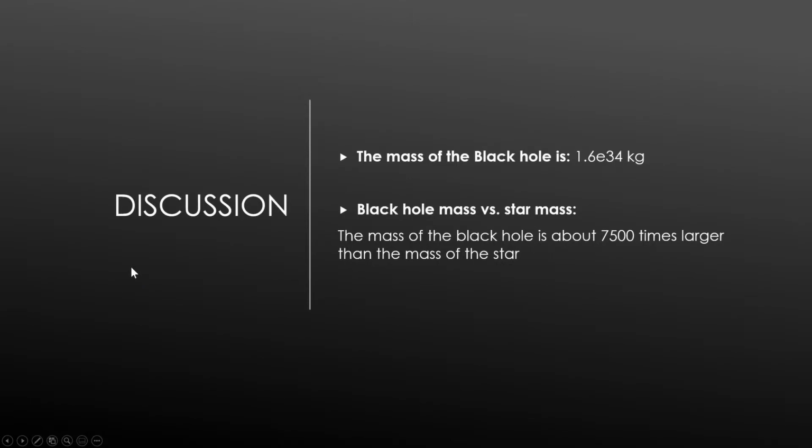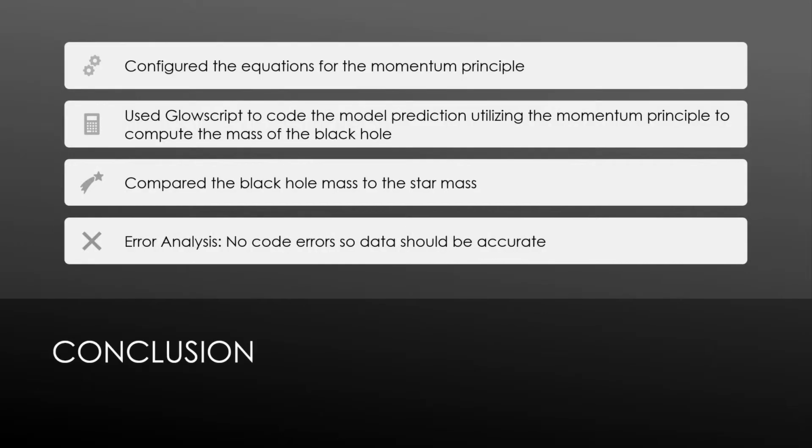Overall, the mass of the black hole was 1.6e34, and compared to the star's mass, it is about 7,500 times larger than the mass of the star. We configured the equations for the momentum principle. We used GlowScript to code the model prediction utilizing the momentum principle to compute the mass of the black hole. We compared the black hole mass to the star mass. As far as the error analysis for this lab, I believe there were no code errors, and so the data should be accurate.